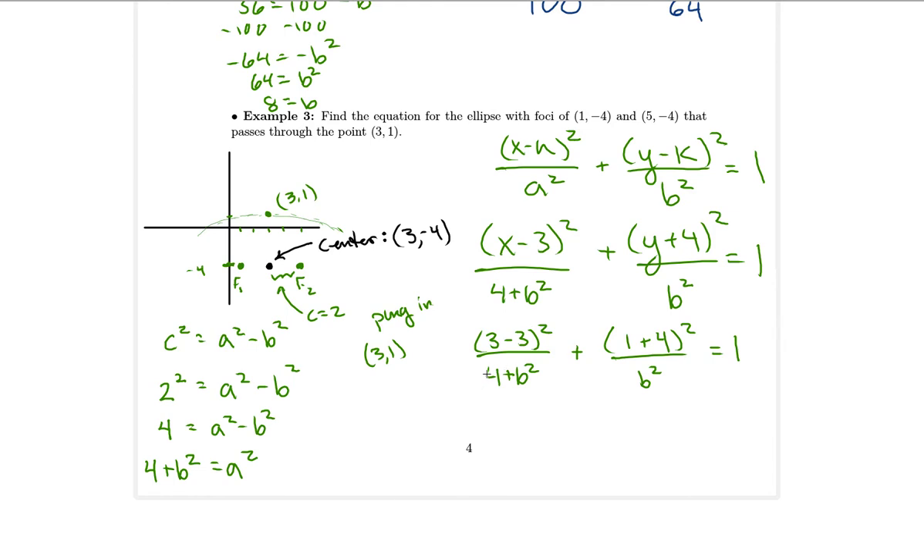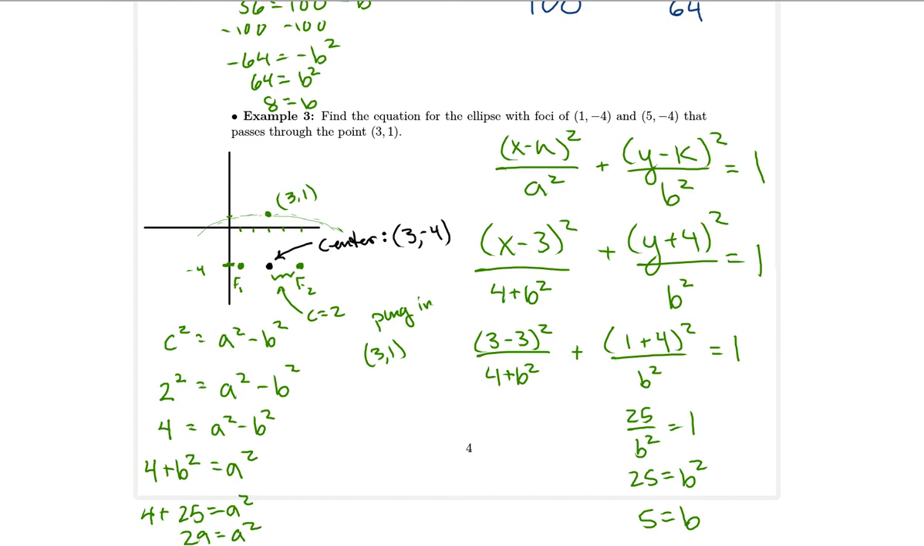Of course, this one zeroes out, and so here we just have 5 squared, so that's 25 over B squared equals 1. So 25 is B squared, so that means B is equal to 5. And so then here I can say 4 plus B squared, which is 25, is A squared, so that means 29 is A squared, and that gives me my formula, right?